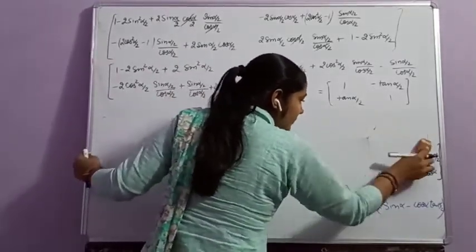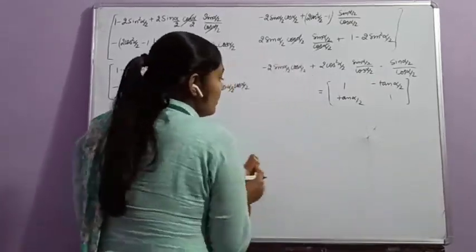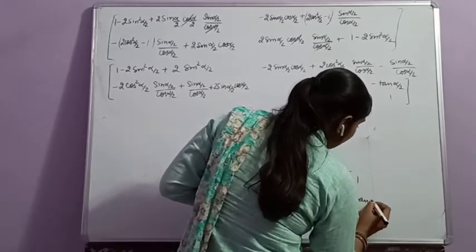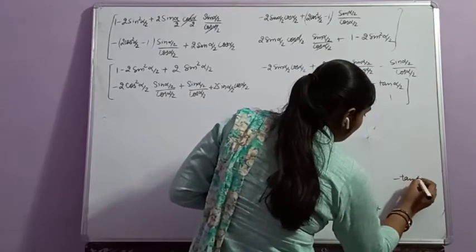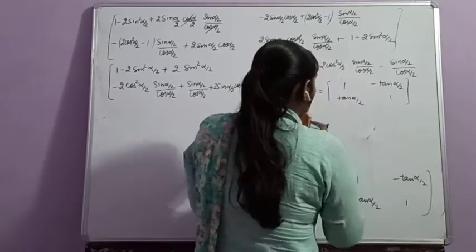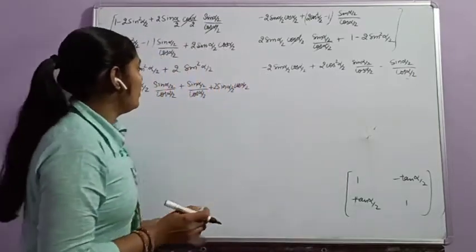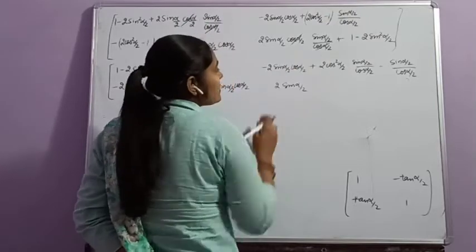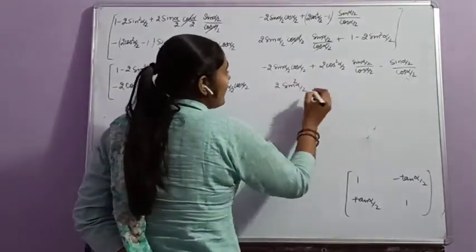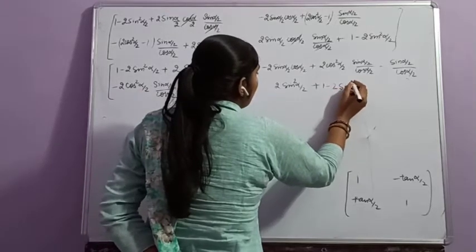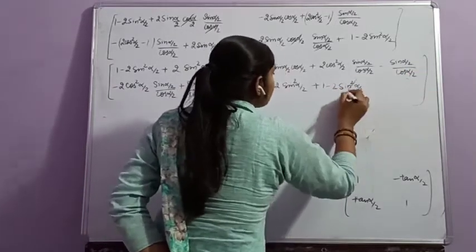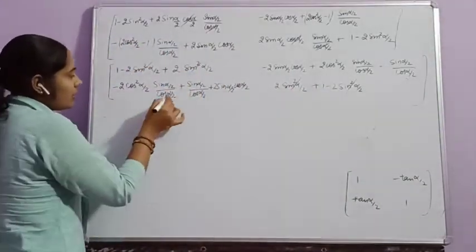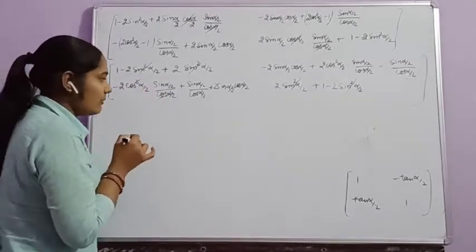Now in the next step we write our left hand side: 1, tan alpha by 2, minus tangent alpha by 2, 1. Now next one, 2 sin alpha by 2 into sin alpha by 2, that is 2 sin square alpha by 2, plus 1 minus 2 sin square alpha by 2, that is cancelled out. 2 sin square alpha by 2 minus 2 sin square alpha by 2, similarly, it will be cancelled out. Cos alpha by 2 multiplied with 1, cos alpha by 2.